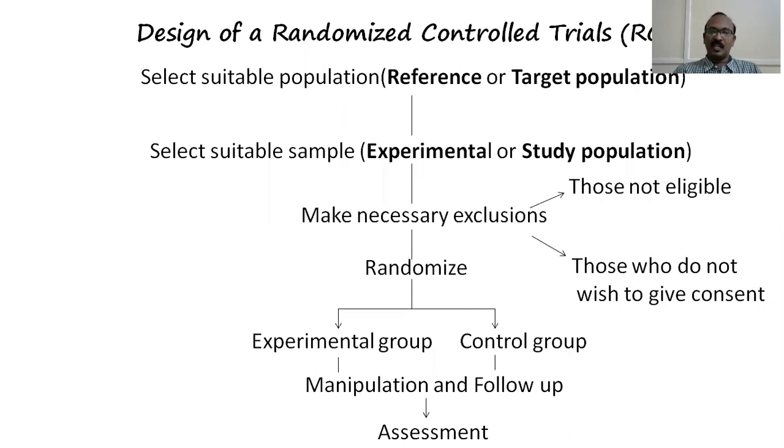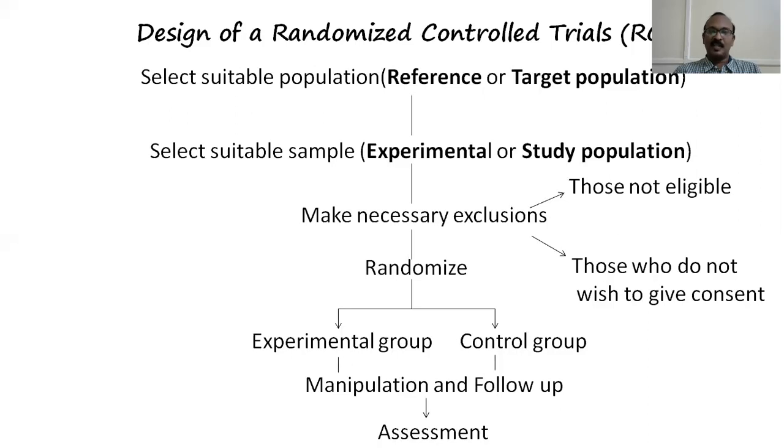Usually in randomized control trials, we do a process called blinding: single blind, double blind, and triple blind. In the single blind trial, the participants are not aware whether they belong to the experimental group or the control group. In the double blind trial, the participants as well as the doctor are not aware whether the participants belong to the experimental group or the control group.